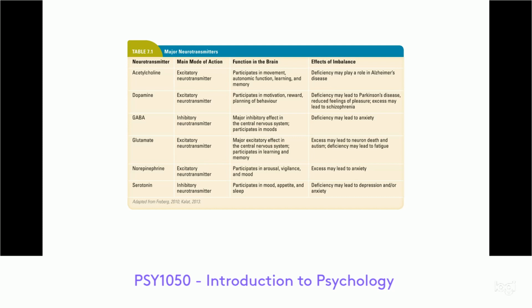In terms of what they do in the brain, acetylcholine participates in movement, learning, and memory. Dopamine is involved in motivation, reward, planning, and behavior. GABA inhibits the central nervous system and is involved in mood. Glutamate has an excitatory effect in the CNS, norepinephrine participates in arousal and mood, and serotonin participates in mood, appetite, and sleep.